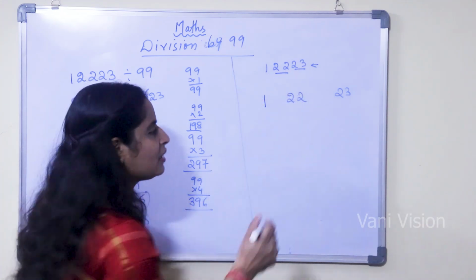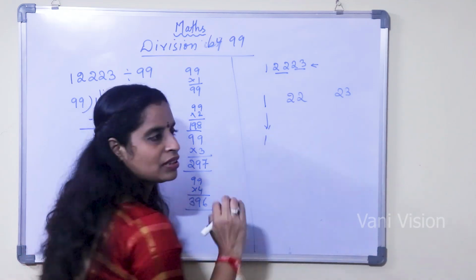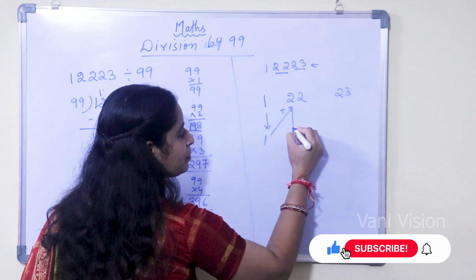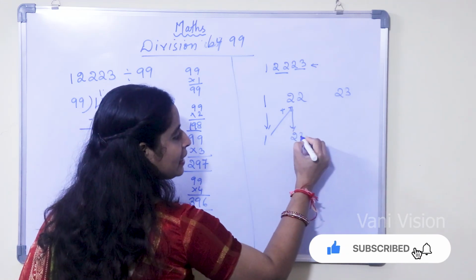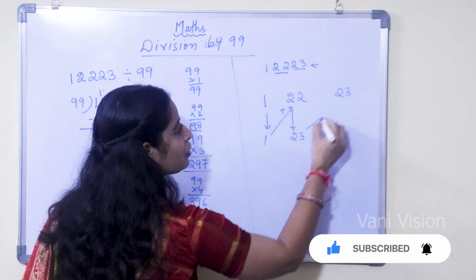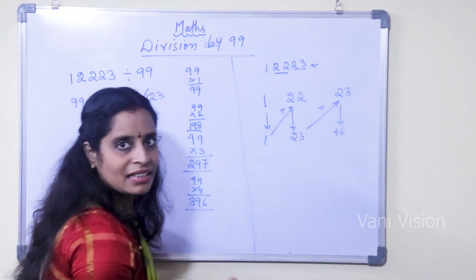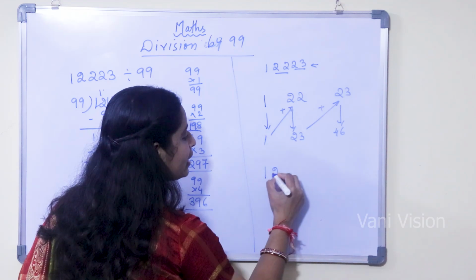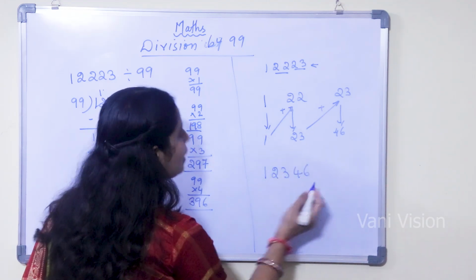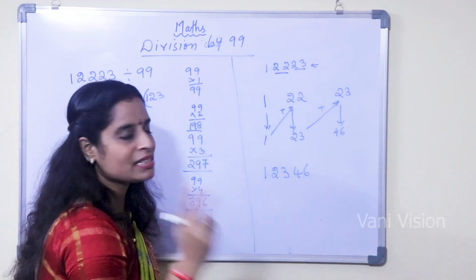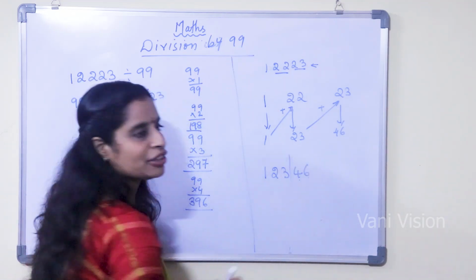The leftover 1 is written as it is. Now this 1 should be added with 22, which gives 23. Then this 23 should be added with 23, which gives 46. Now our number is 1, 2, 3, 4, 6. It is a division by two nines, so put a slash after 2 digits.